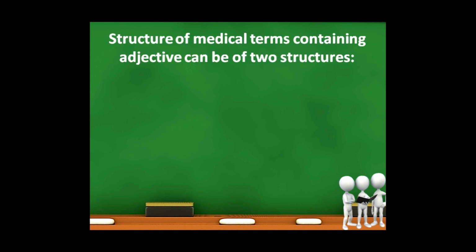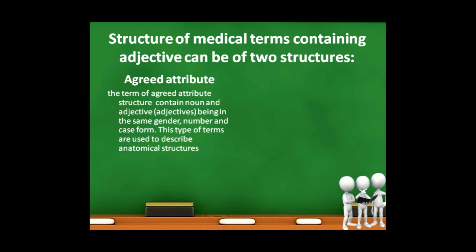Structure of anatomical terms containing adjective can be of two structures. First type is agreed attribute. The terms of agreed attribute structure contain noun and adjective being in same gender, number and case form. These type of terms are used to describe anatomical structures. Look at the examples.